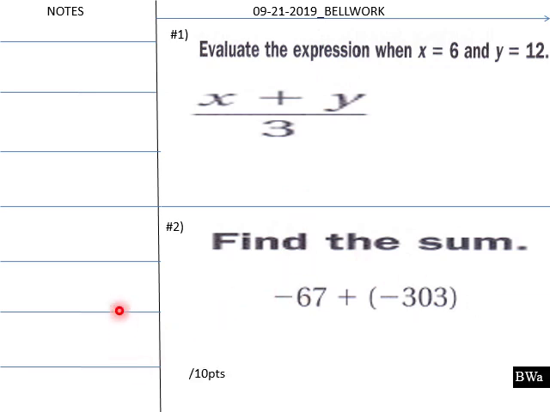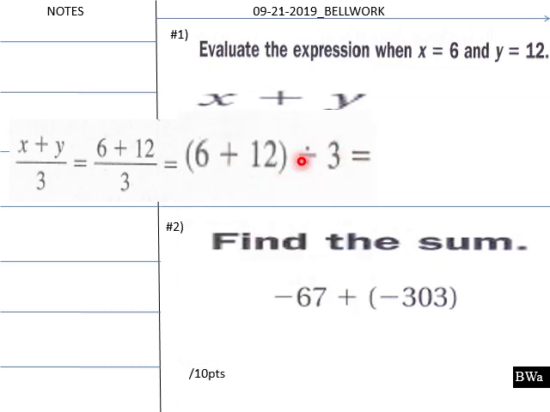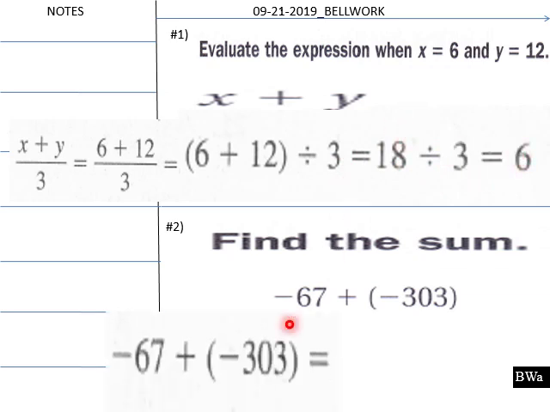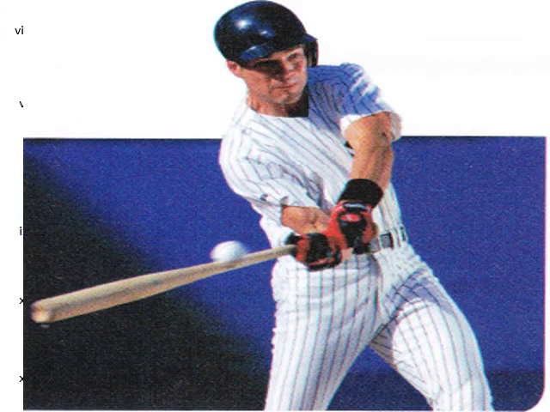Okay, welcome back for solutions to your bell work. We plug in our values here. We get 6 plus 12 over 3, which is 6 plus 12 divided by 3, which is 18 divided by 3, which is 6 for number 1. Then down here, we are going to add negative 303 to negative 67. They're both negative, right? So we just combine them, and we get negative 370 for number 2.